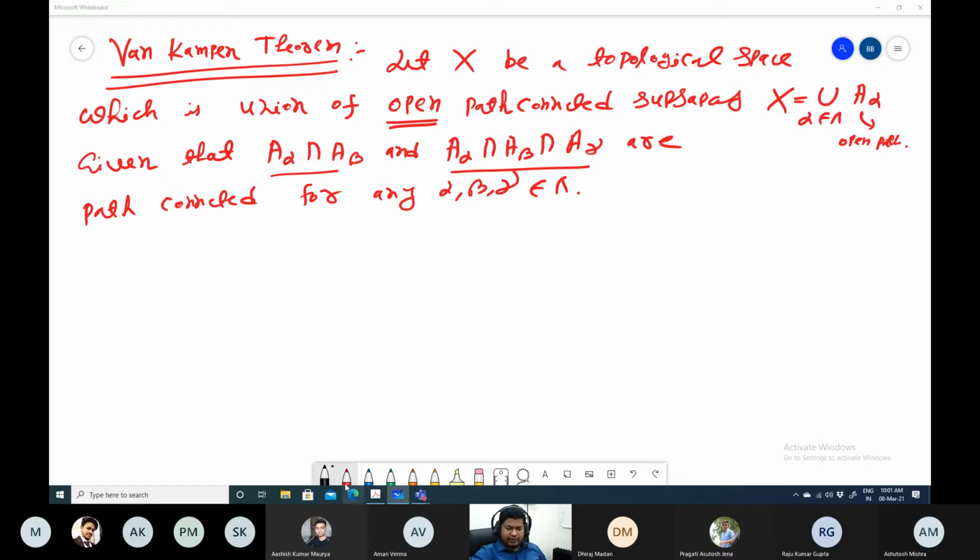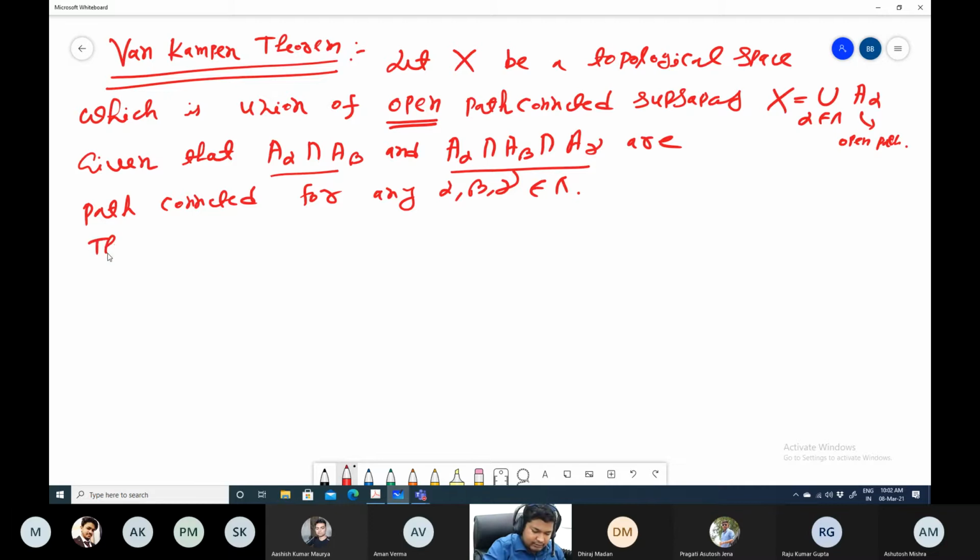That is fine actually because of that path connectedness. We just assume that if they are non-empty, then they are path connected. That can be empty as well because that is also fine. So for any pair and for any triple, their intersection is path connected.